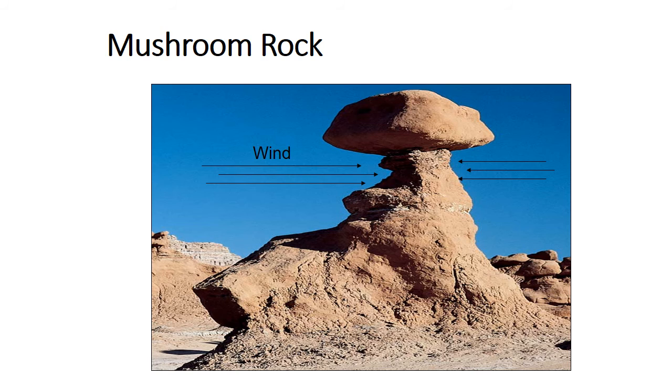Another landform that we see in the desert due to the action of wind is the formation of mushroom rocks. In the desert, the wind erodes the lower sections of the rock more than the upper section. So once it erodes the lower section, what happens? It creates a narrow base and a wider top, leading to the formation of mushroom rocks. This is due to the action of wind. The wind erodes the lower section of the rock more than the upper section, so it creates a shape like a mushroom.